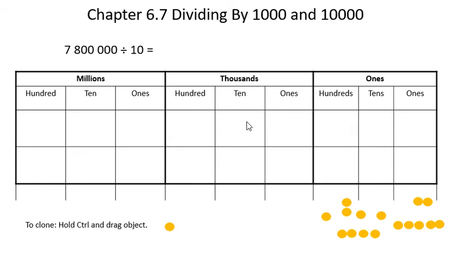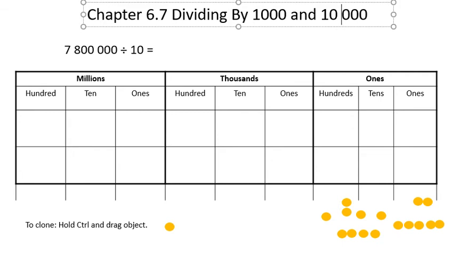If you're not comfortable with that yet, please go back, rewatch those YouTube videos, or you'll have a very, very difficult time understanding this lesson today. We're going to start off by only dividing by 10. The section involves dividing by 1,000 and 10,000, but we're going to start off really easy today. We'll go nice and light.